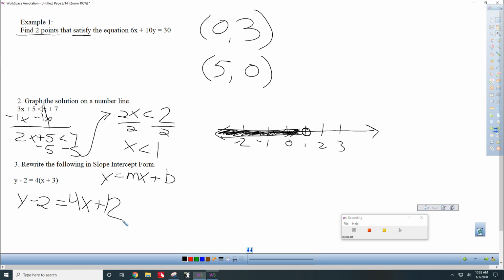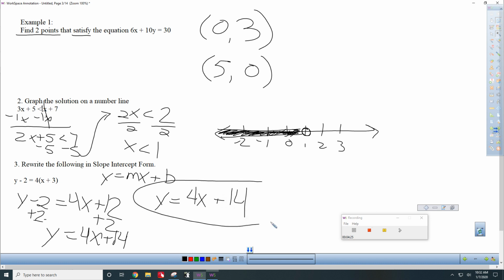Now, I'm going to add 2 to both sides. So the answer is y equals 4x plus 14. Adrian, I'm just curious, what's the slope of that equation? 4. Very good. What's the y-intercept? Very good.